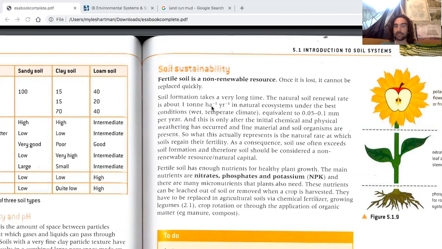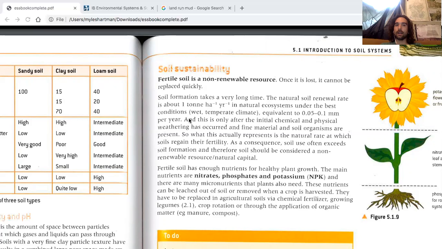So if you had a hectare of land, which is a unit of land, every year you could get about 1 ton of new soil. This is under the best conditions possible, so that's like the best case scenario. That's usually in a wet, temperate climate. This is only about 0.05 to 0.1 millimeters of soil per year. So think about that. In that whole hectare, you might want to Google and see what a hectare looks like, you're only getting about a millimeter of soil. That's not a lot, right? Think of a ruler. This is that first little dash on there.